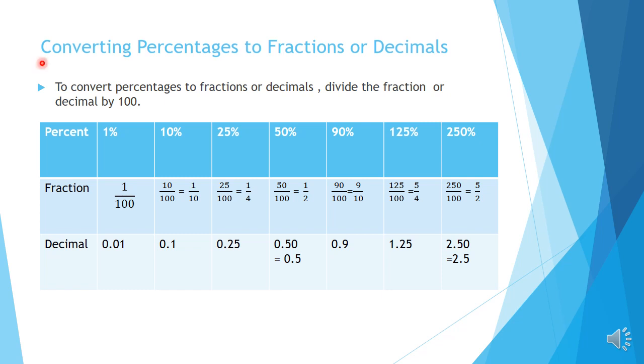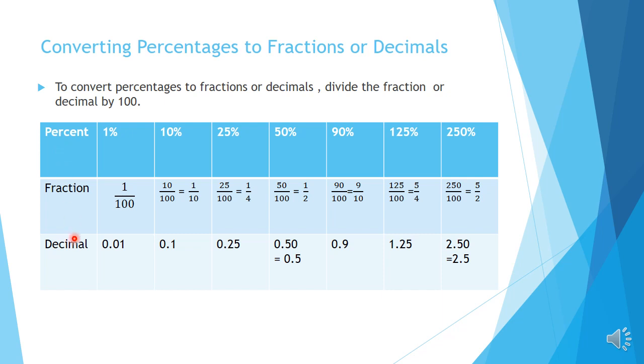Now let us convert percentages to fractions or decimals. What we have done earlier, it's the reverse we are doing. To convert percentages to fractions or decimals, divide by 100. Okay, children. So to convert to percentage, we are multiplying. To convert to decimal or fraction, we are dividing by 100.